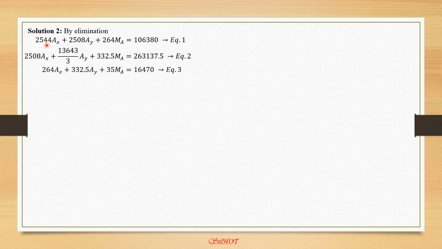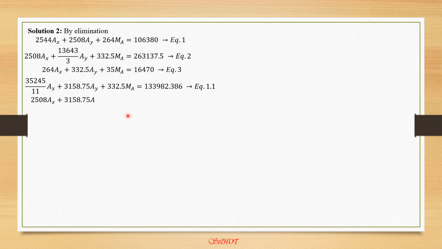So this becomes 2544 times 332.5 over 264. So that's 35,245 over 11 AX. Then 2508 times 332.5 divided by 264, 3,158.75 AY. Then plus 332.5 MA. Then 106,380 times 332.5 divided by 264 is 133,982.386. So let's call that equation 1.1. Then we subtract equation 2.